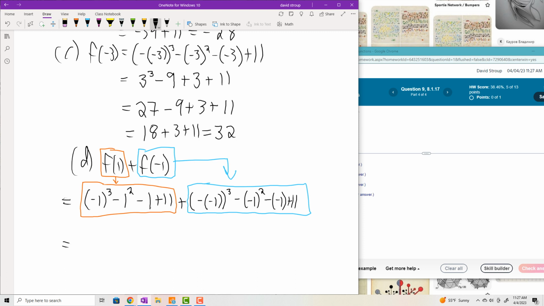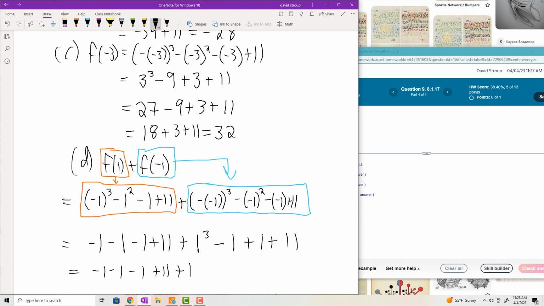Okay, so 1 cubed is just 1, minus 1 squared is 1, minus 1 plus 11. Then plus, working on the inside of the parentheses there, you have a negative negative 1. That'll just be 1, and then cubed, minus negative 1 squared is negative 1 times negative 1 is positive 1. And then negative negative 1 is plus 1, and then plus 11. Right? We could do that, 1 cubed is just 1, right? So I have 1 minus 1 minus 1 plus 11 plus 1 cubed is 1 minus 1 plus 1 plus 11.